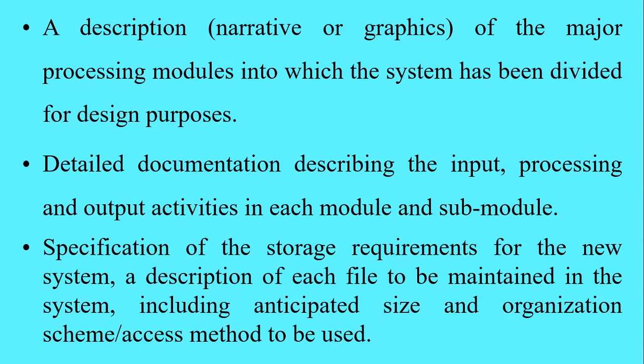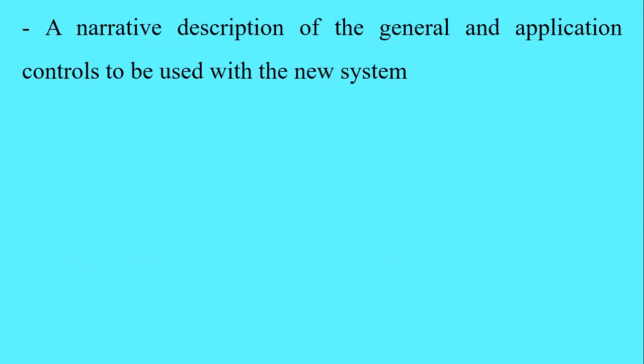Number four is specification of the storage requirements for the new system and description of each file to be maintained in the system, including anticipated size and organization scheme or access method to be used. Next is a narrative description of the general and application controls to be used within the new system.